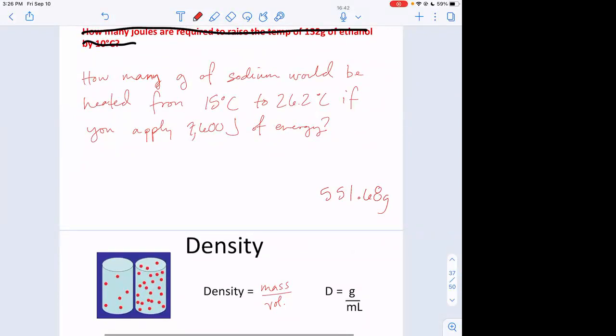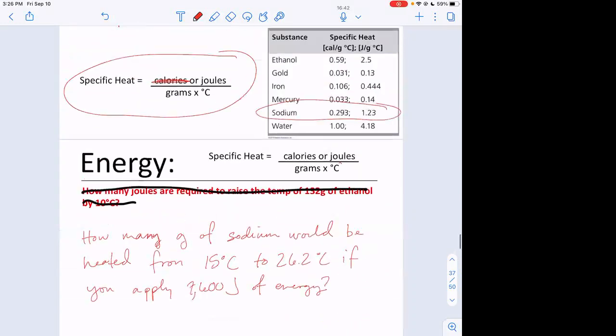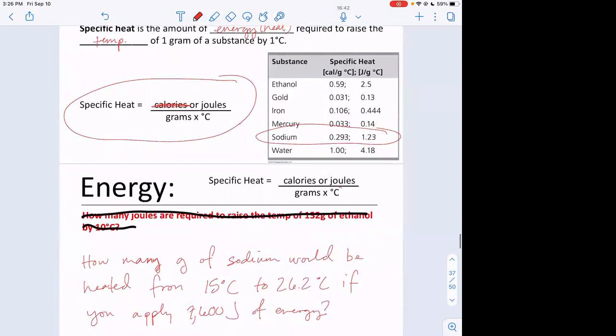All right, so I'm gonna use this, and I've got to rearrange and solve for grams, right? Because this equation, as it's written, says all of that equals specific heat. I'm not trying to solve for specific heat. I already have the specific heat. I'm trying to solve for the grams.